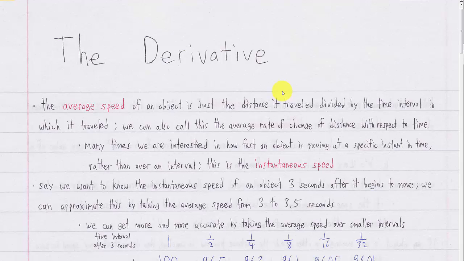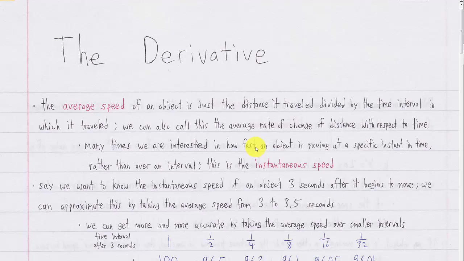But lots of times we don't want to know the average speed. We want to know, how fast am I going right now? And so, in your car, if you look at how fast you're going, that's what we call the instantaneous speed, not the average speed. The instantaneous speed is how fast you are moving at a specific instant in time, not over an interval. Another way we can say it is that it's the rate of change of the distance with respect to time. So the distance over time.